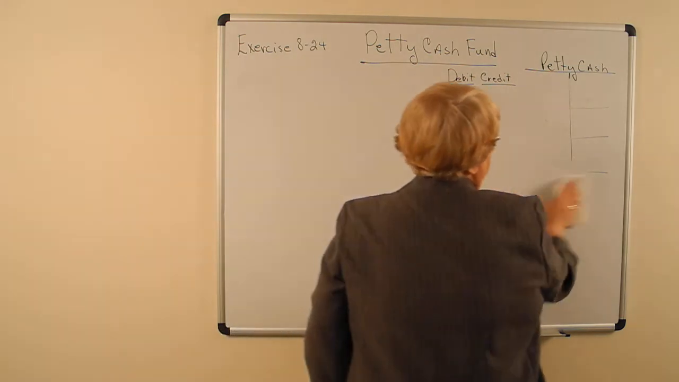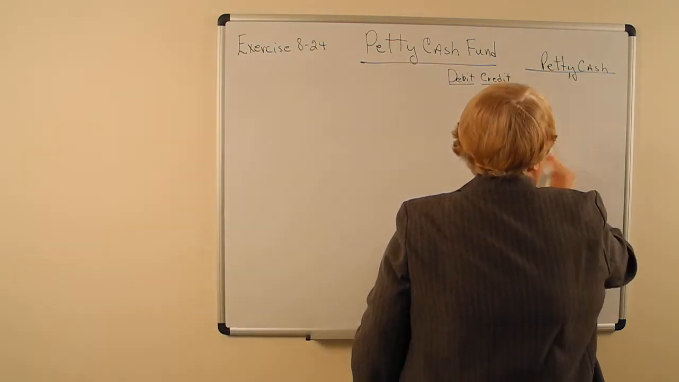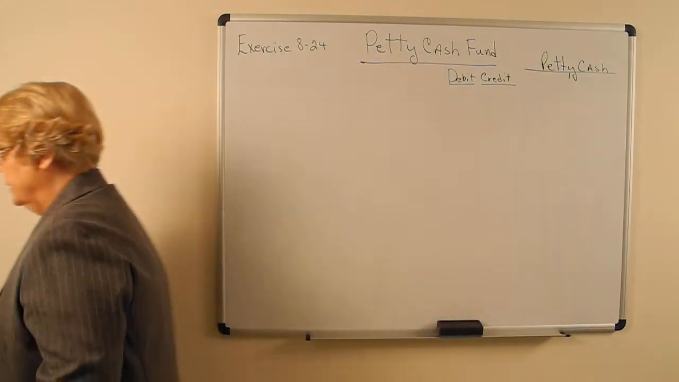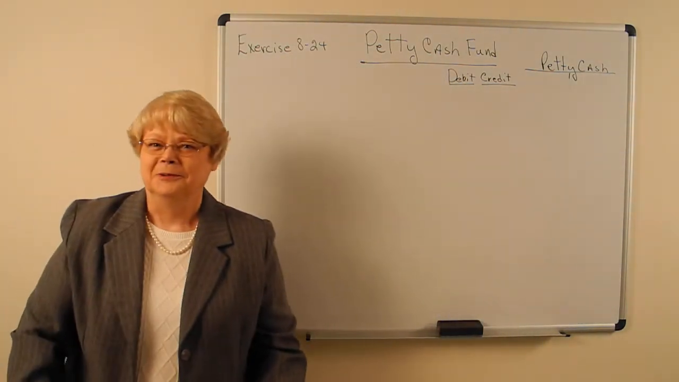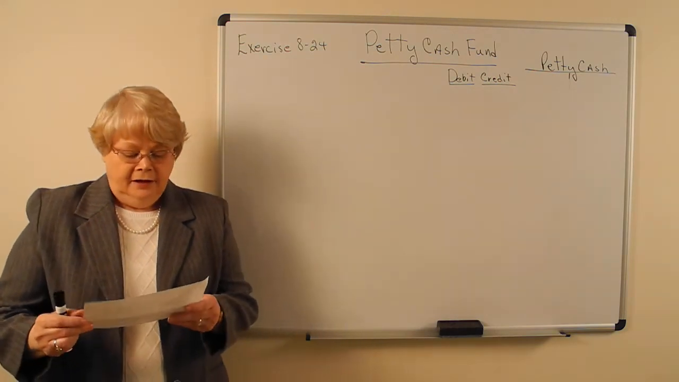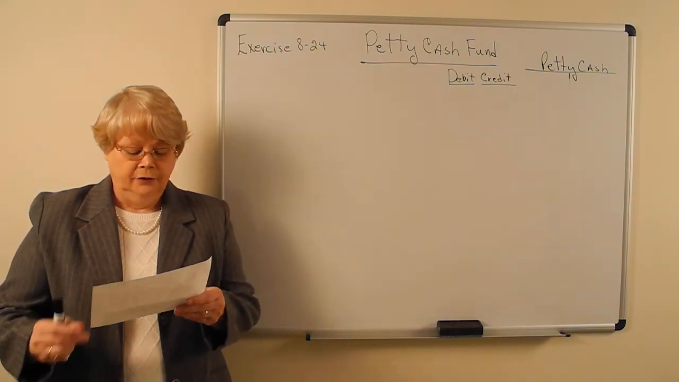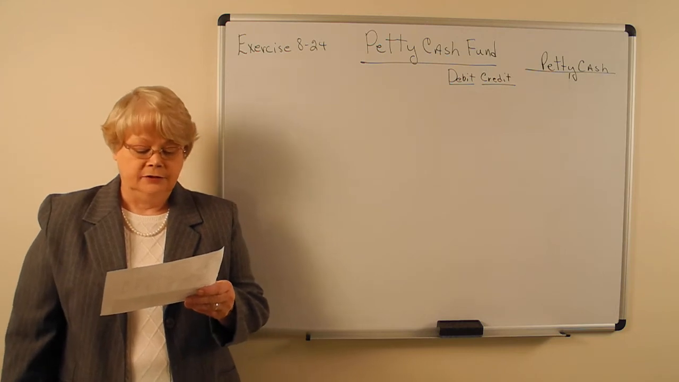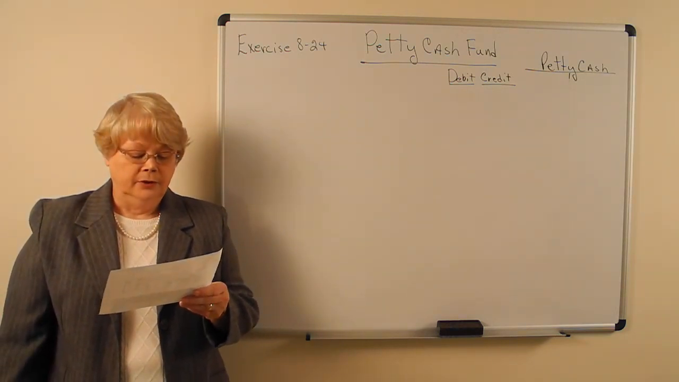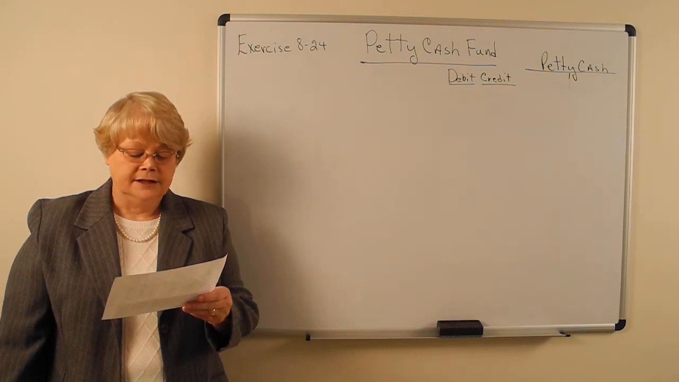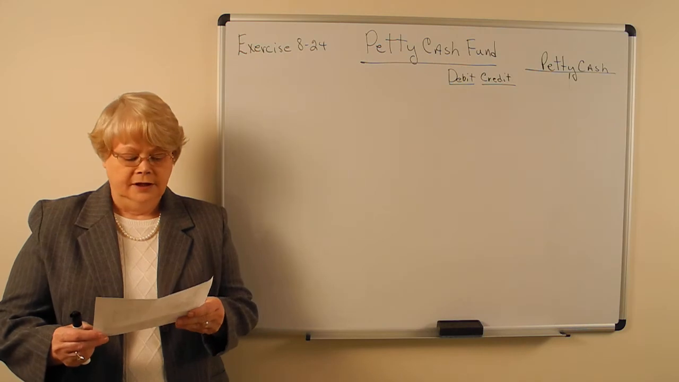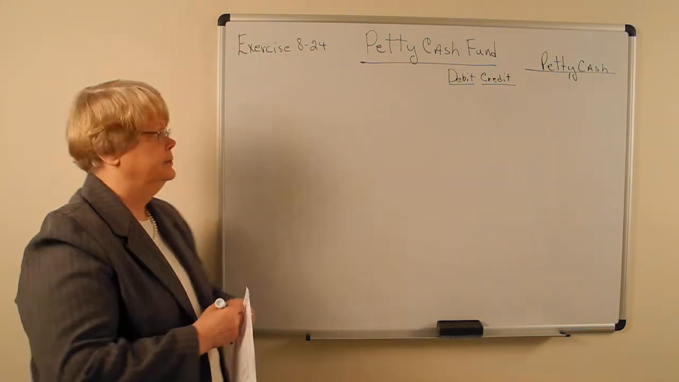What I'm going to do to demonstrate how to replenish a fund is to work exercise 824. Okay? So let's look at that exercise. Exercise 824 first says to journalize the entries to record the following. Check number 33694 is issued to establish a petty cash fund of $900. So we want to make that first entry.